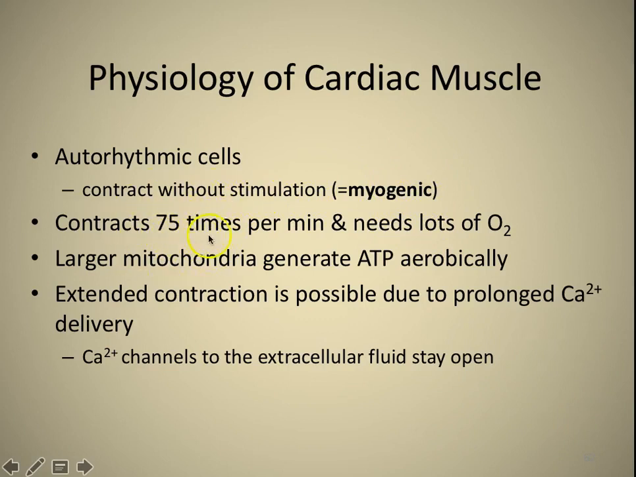Heart rate has a range, so it's sort of a mid-range kind of value, about 75 times a minute, and it needs lots and lots of oxygen. Cardiac muscle is unique in that the mitochondria are actually larger in it than in skeletal muscles. Again, we're using aerobic respiration. Last thing you want to do is have lactic acid buildup from anaerobic respiration. You don't need muscle cramps in your heart. That is bad, right? And again, there's extended contraction because of the extra calcium that's being delivered.